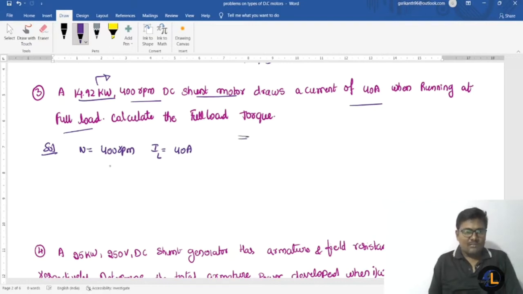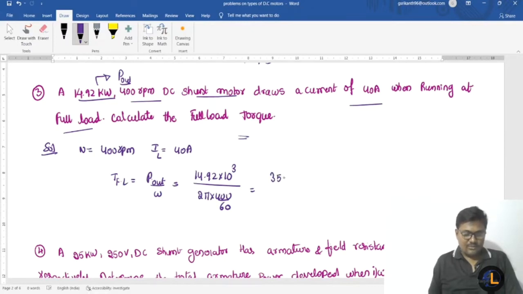So the full load torque formula is P out divided by omega. 14.92 into 10 to the power of 3 divided by omega, where omega is 2 pi into 400 divided by 60, 2 pi N by 60. So then finally I got full load torque as 356.188 Newton meter. Okay, so this is the answer.